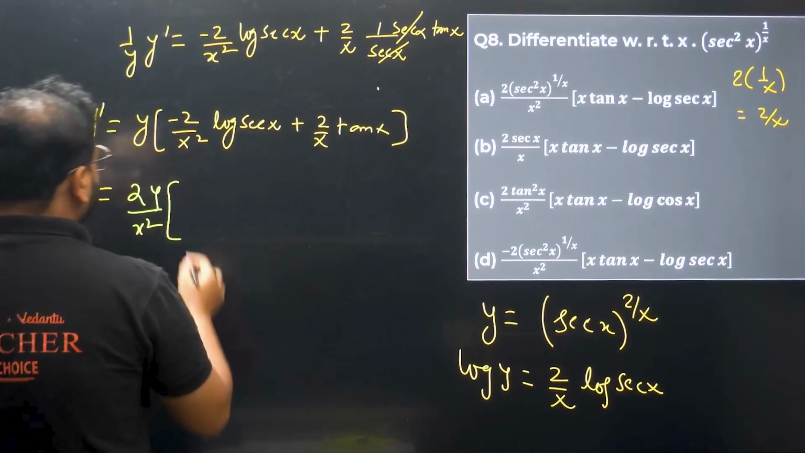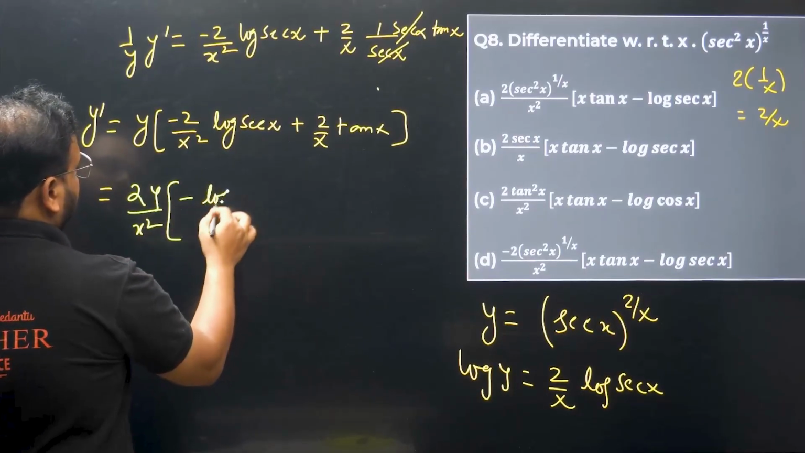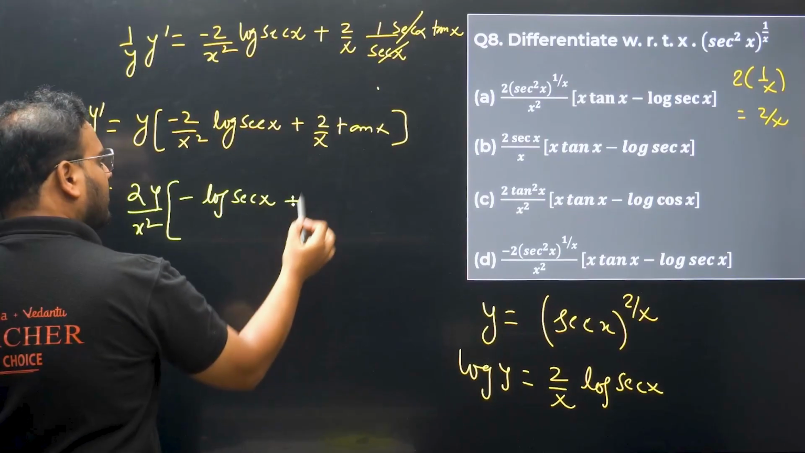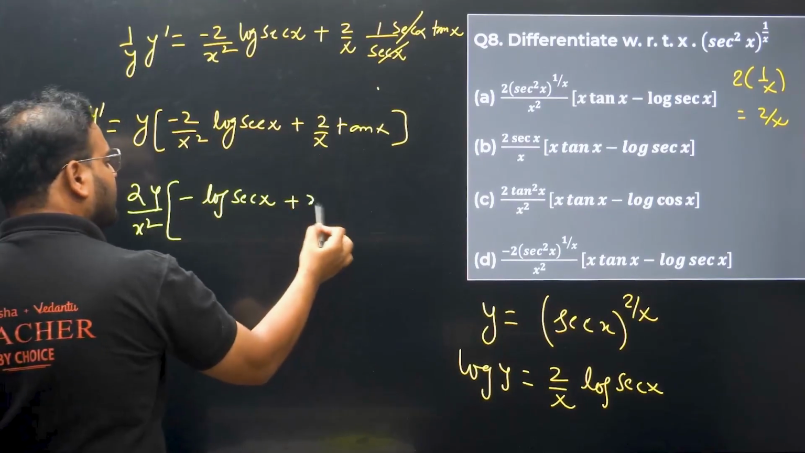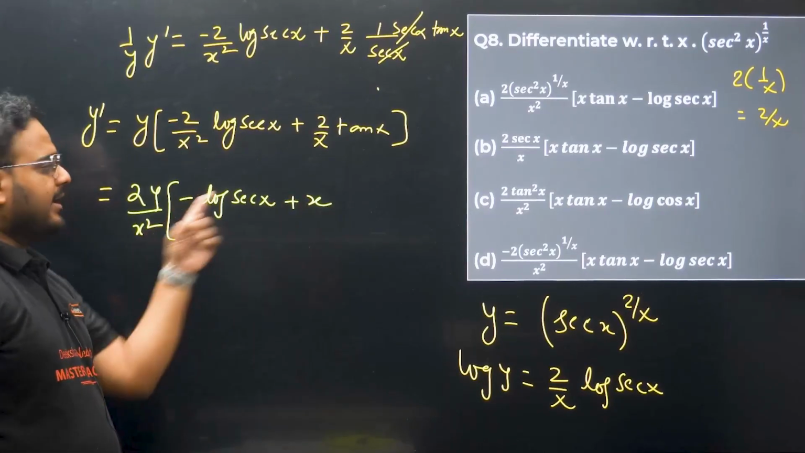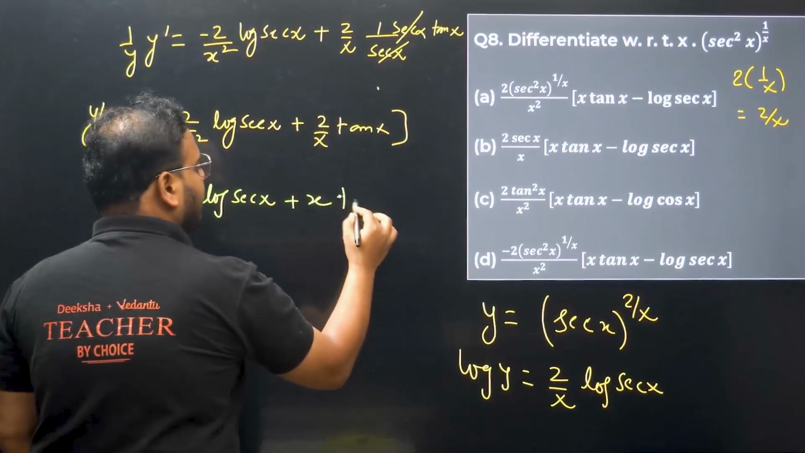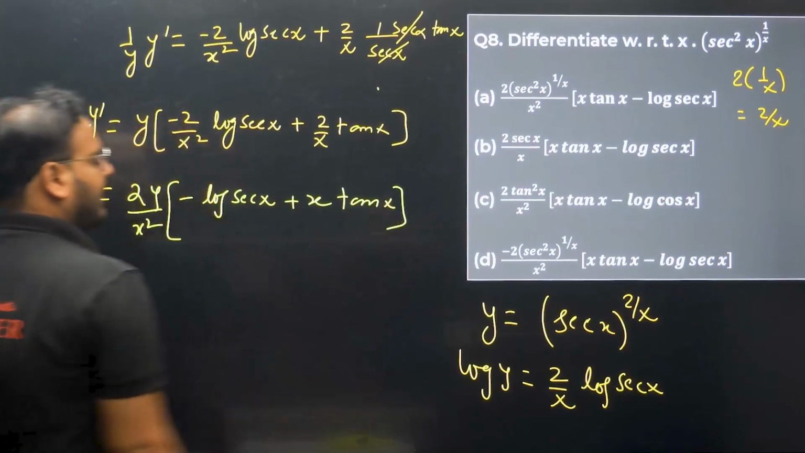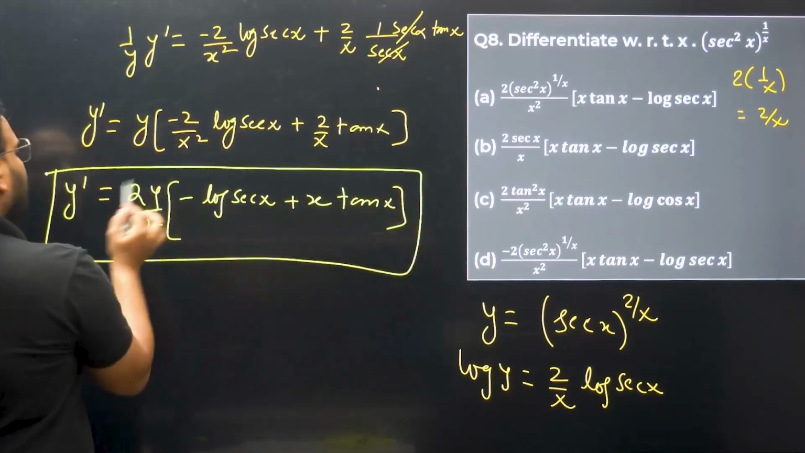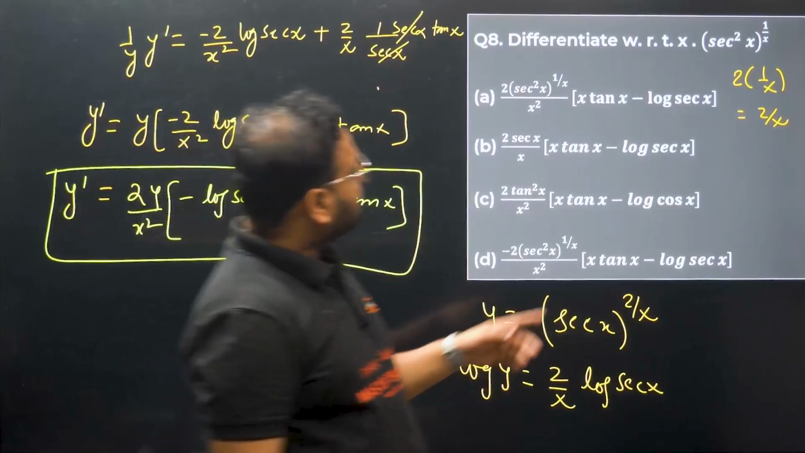Which gives me over here minus log sec x, okay? And this will become what? This x square is taken common, means I have to multiply x over here, correct? If you multiply x to x square, what are you going to get? 1 by x. That's why it is only 1x in the denominator. So x will come, I'll have here x tan x. I think that's your answer. That's my final answer: 2y divided by x square times of minus log sec x plus x tan x. Okay?